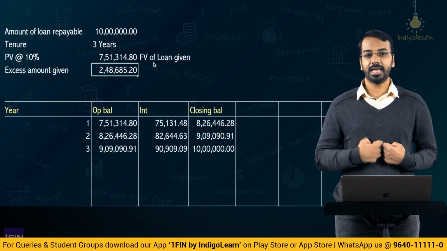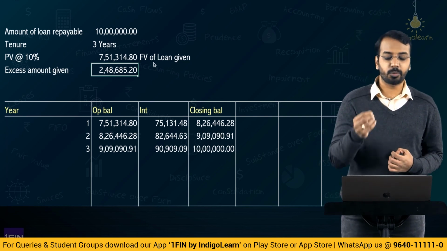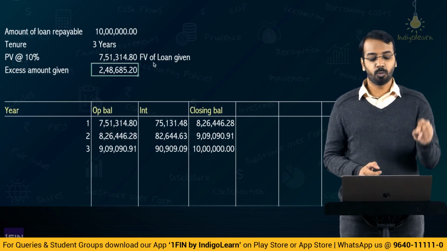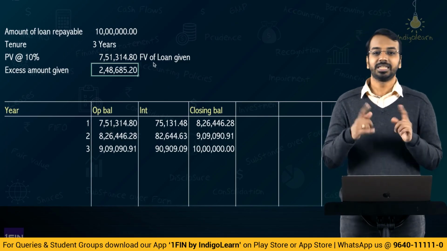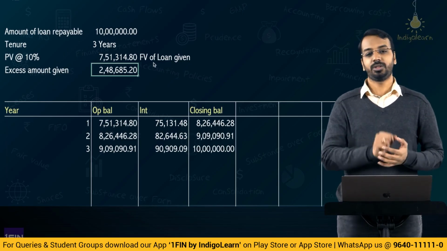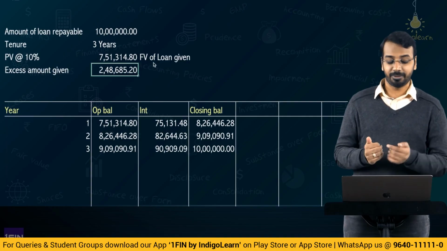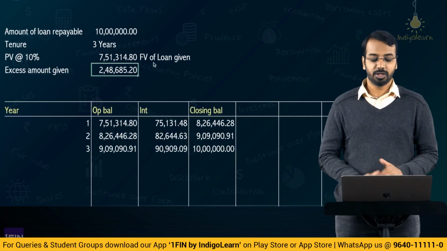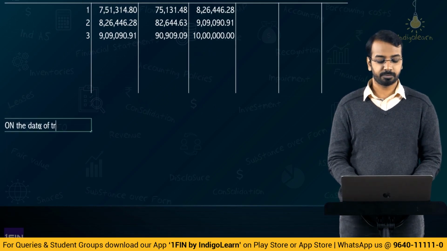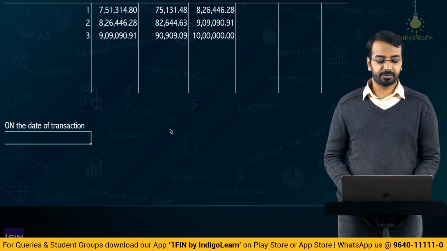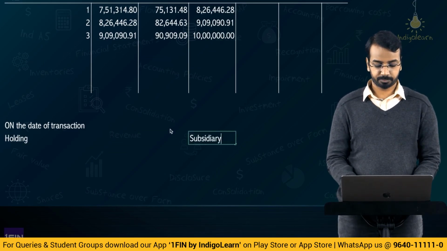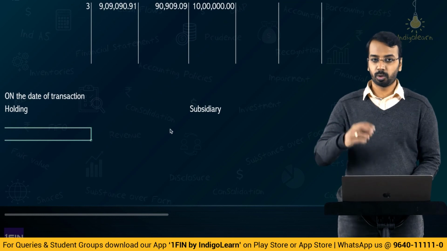So, the holding company will say, I have given loan worth 751,314 and I have made an investment in equity worth 248,685. Similarly, the subsidiary company will say, I have received a loan of 7,51,314 and I have received equity of 248,685. So, how do we account for the transaction? On the date of transaction, I will prepare both the books, holding company and subsidiary company. Okay. So, in the books of holding company is giving the loan.